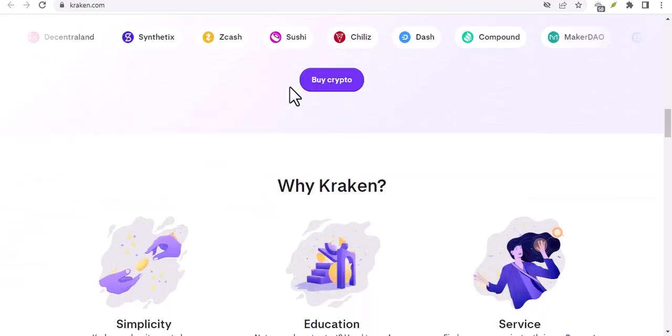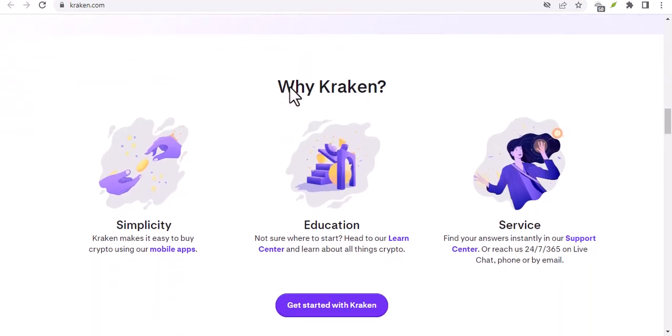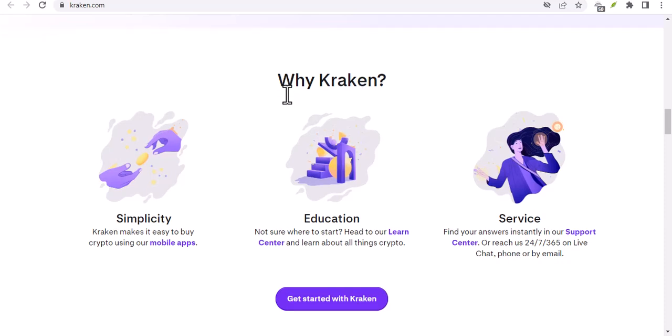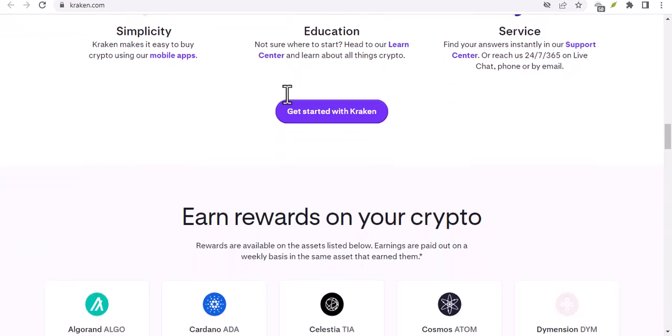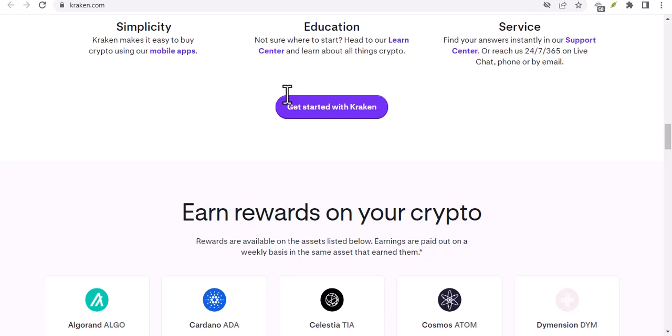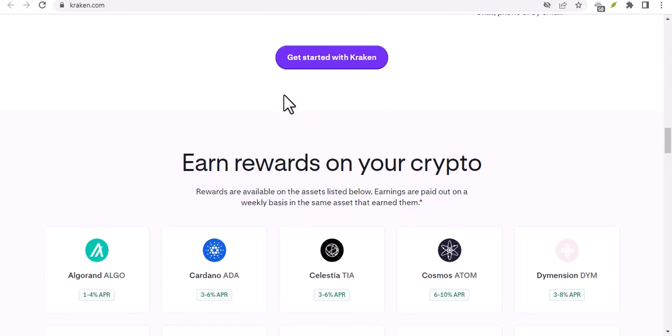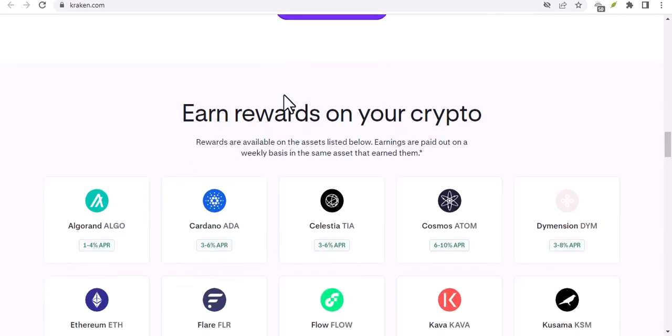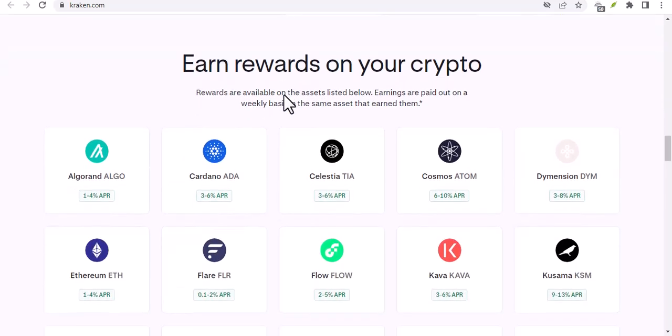Factors affecting the price. The price of 1 USDT in Kraken isn't fixed. It can fluctuate based on several factors. Market demand and supply: if more people are buying USDT, its price might increase relative to other cryptocurrencies. Conversely, if more people are selling USDT, its price might decrease.